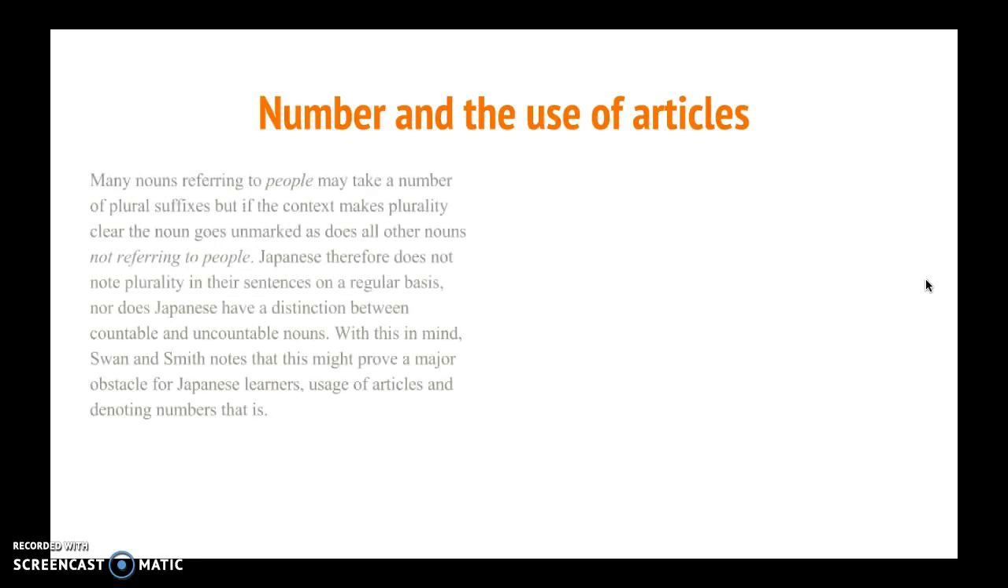So many nouns referring to people may take a number of plural suffixes, but if the context makes plurality clear, the noun goes unmarked, as do all other nouns not referring to people. Japanese, therefore, does not note plurality in its sentences on a regular basis, nor does Japanese have a distinction between countable and uncountable nouns. With this in mind, Swan and Smith note that this might prove a major obstacle for Japanese learners. That is, the usage of articles in denoting numbers.